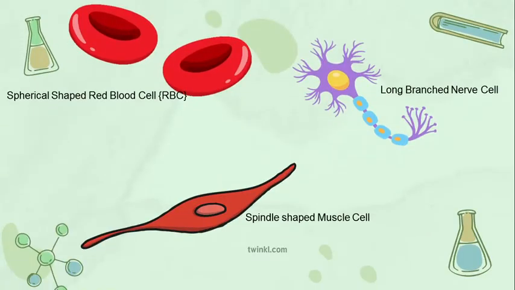Next, we can see a RBC, a long branched nerve cell, and a spindle shaped muscle cell. This is a red blood cell, which is spherical and round in shape, and there is a nerve cell which is long and branched, and a muscle cell which is spindle shaped.